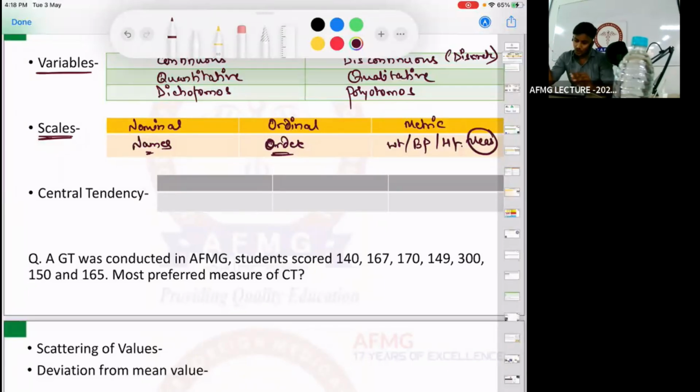So please let me know which is the best scale out of these, nominal, ordinal, or metric. The best one is the metric scale, followed by the ordinal scale, followed by the nominal scale. So the best one is to compare the values. If not that, at least set them in an order. If not that, then we would be taking the nominal scale. So the best scale out of all is the metric scale.